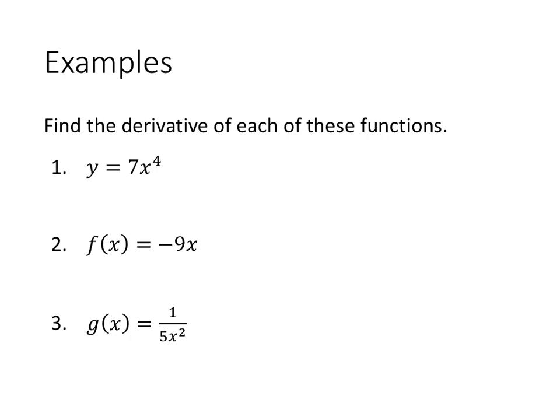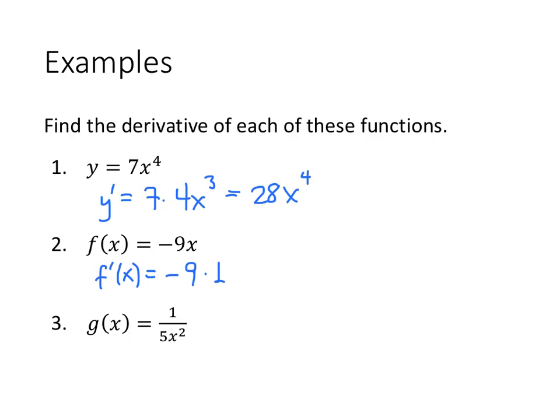So if we have y equals 7 times x to the fourth, the derivative is going to be 7 times the derivative of x to the fourth, which is 4 times x to the third, using the power rule. 7 times 4 is 28, so our derivative is 28x to the third. For the second example, the derivative of negative 9x is negative 9 times the derivative of x. If you remember from an earlier example, the derivative of x is just the number 1, and so our derivative here is negative 9.